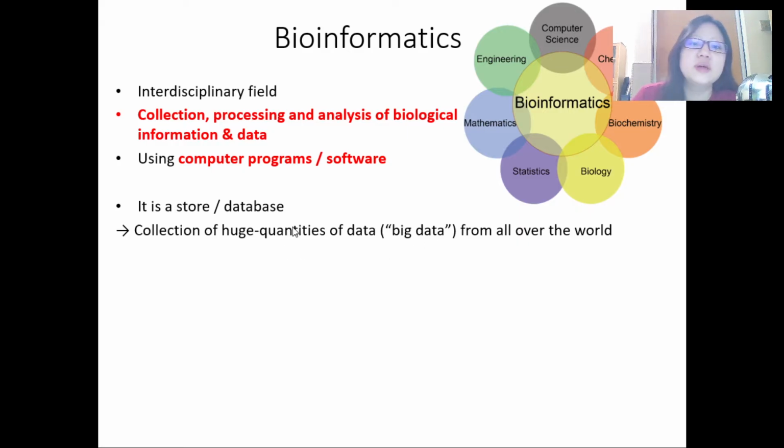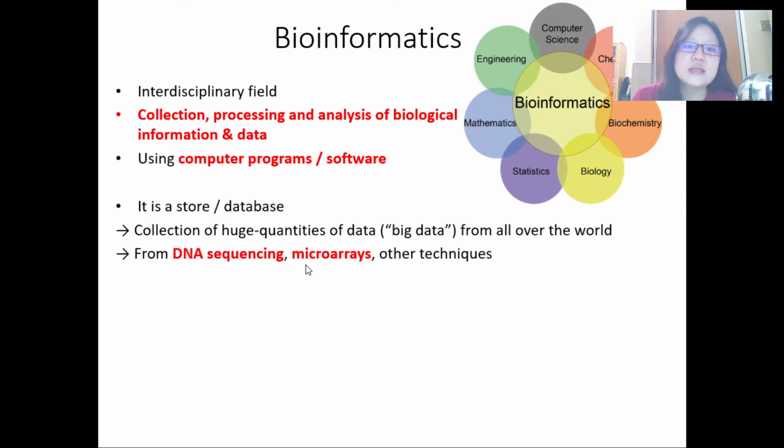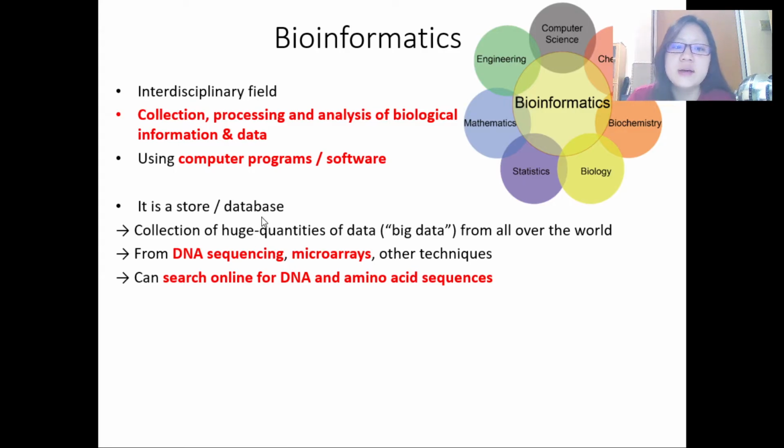Okay, there are huge quantities of data from all over the world. Most of it is already collected. So there are a lot of DNA sequences, and a lot of data from microarrays even and other techniques. And all this collection of data is posted online in a huge database. So you can actually now search online for DNA and amino acid sequences and you'll be able to find them.